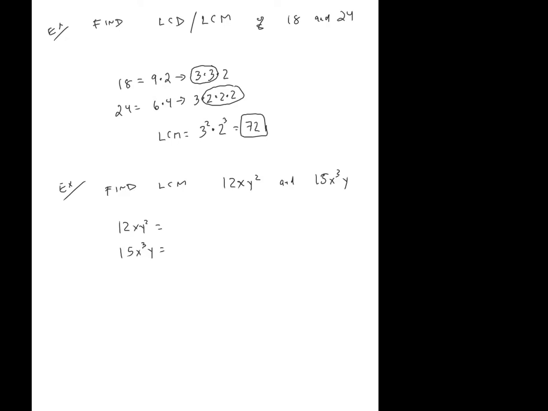All right, your 12 is something like 2 times 6. In other words, 2 times, your 6 is 2 times 3. You have 1 x, you have 2 y's. 15 is just 3 and 5. But you have 3 x's and you have a y. That should be enough to find your LCM.